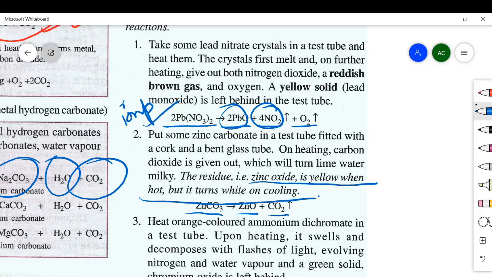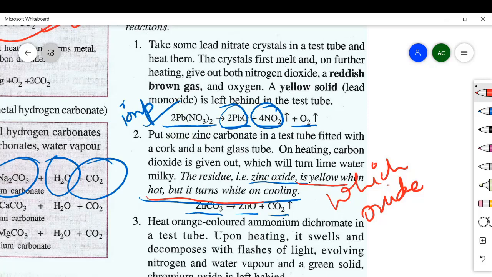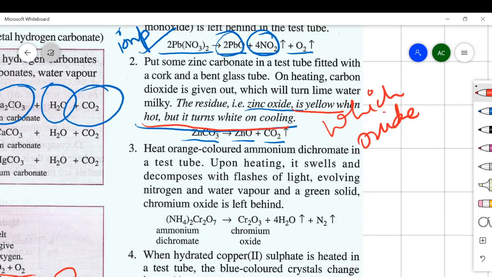So a question might come: name the oxide which is yellow when hot and turns white on cooling. Okay? So which oxide is yellow when hot and turns white on cooling? This is one question. Next is this. This also we will be doing in the laboratory. These experiments will be performed in the lab.